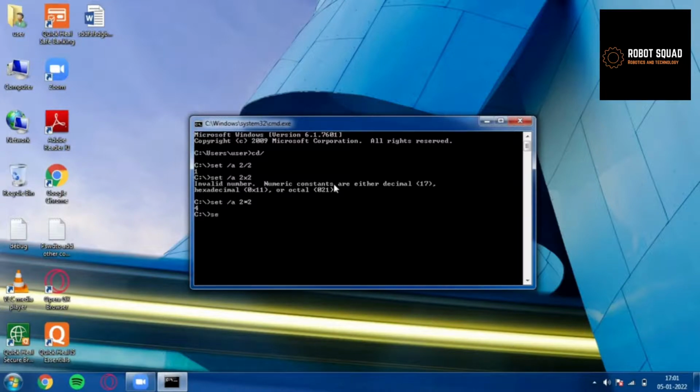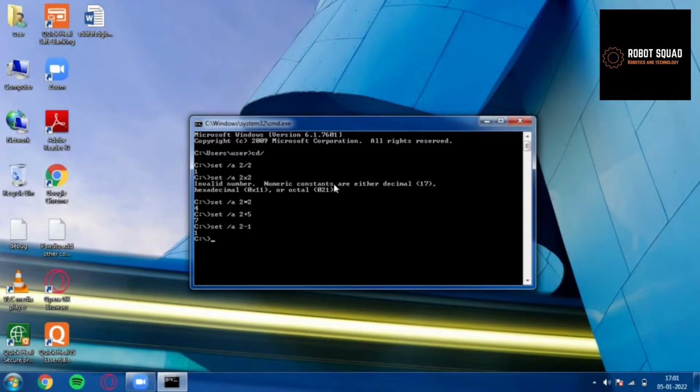And now for addition, 2 plus 5 is 7, and we did get 7. And for subtraction, which is 1, and yes, we did get 1.